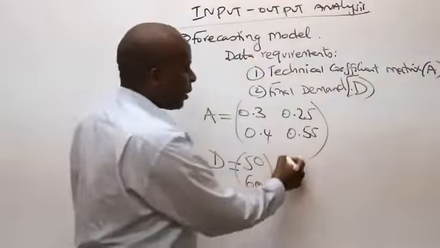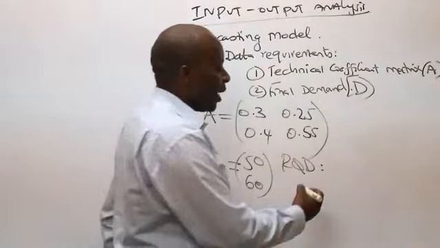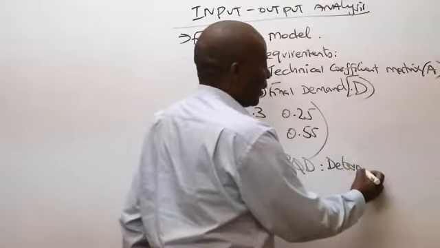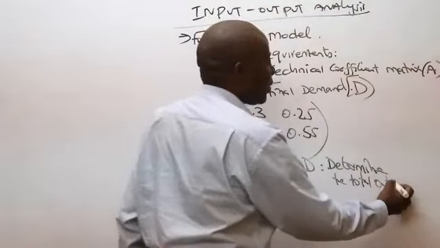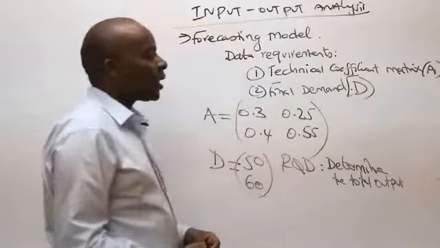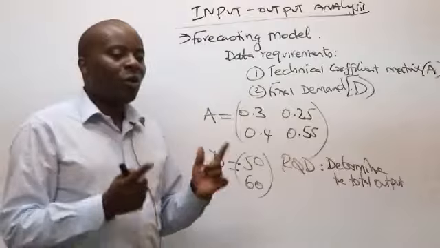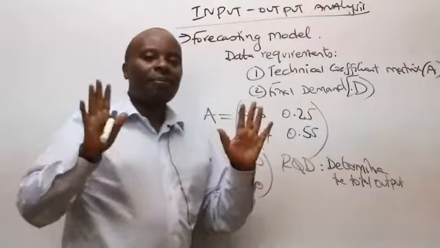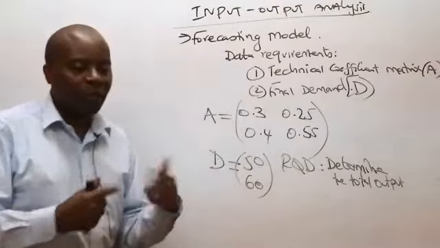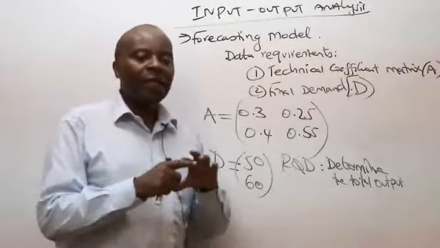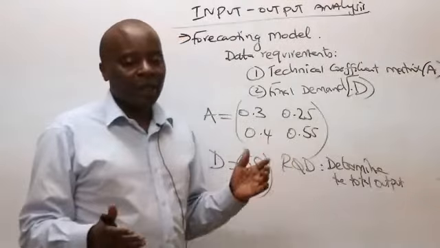And then we are required, ladies and gentlemen, to do something very easy: to determine the total output. Before I tell you how we construct the technical coefficients matrix and what final demand stands for, let's start by putting everything in perspective by looking at how we do the modeling. Once we understand the modeling, the background to the model will be straightforward.